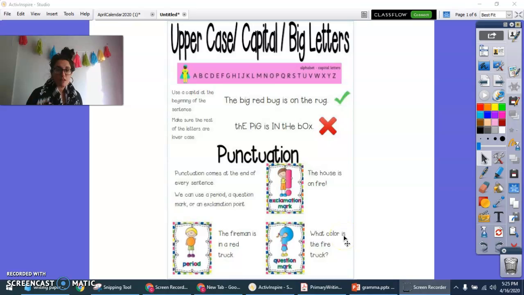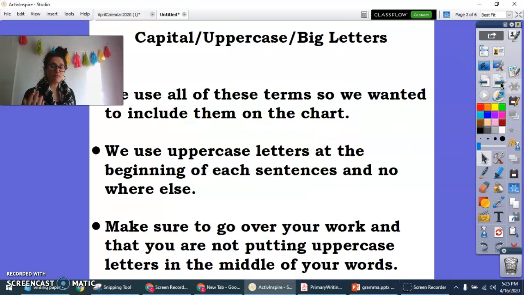So, moving along, we are going to get into some practice. So, capital, uppercase, or big letters. We use all of these terms and wanted to include all of them on the chart to make sure the kids really understood. So, we use uppercase letters, boys and girls, at the beginning of each sentence and nowhere else. Make sure to go over your work and that you are not putting uppercase letters in the middle of your words.